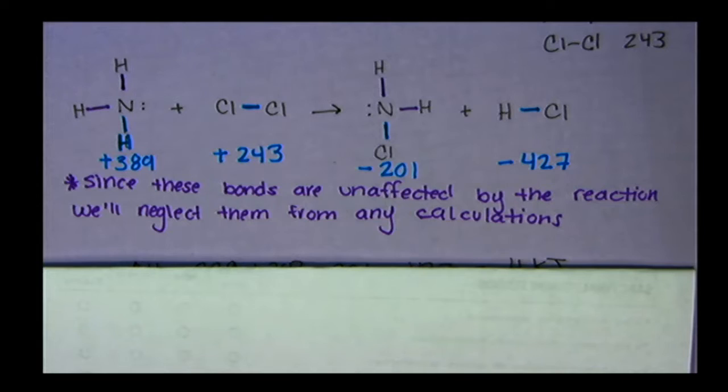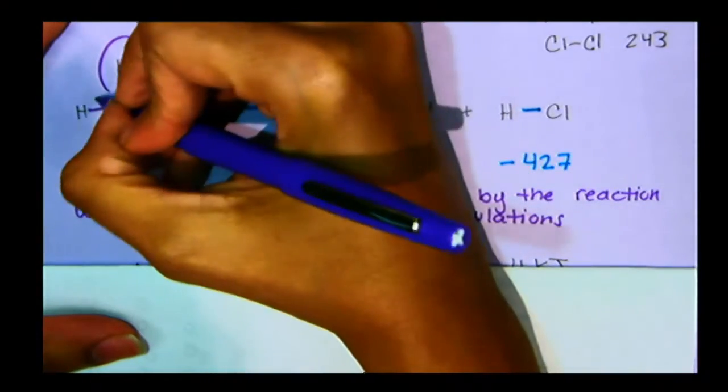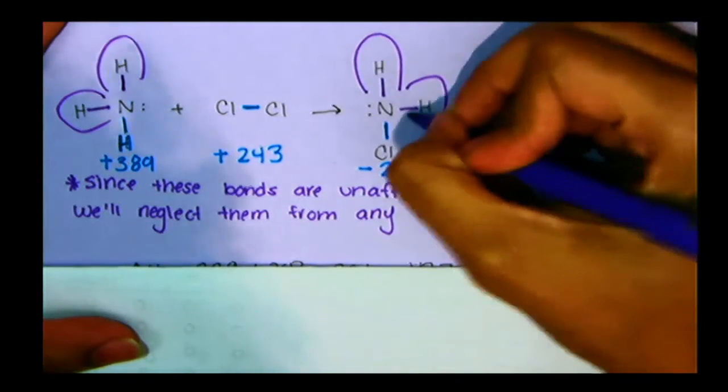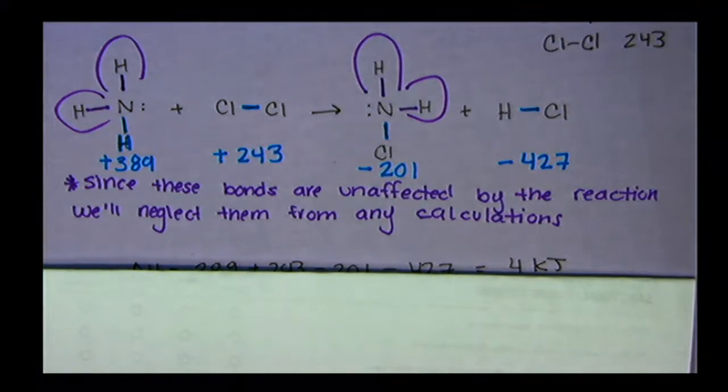So I can ignore them. If a bond is not changing, it's not reacting. It's there in the beginning and it's there in the end. Nothing happened to that bond. I'm going to ignore it for adding purposes. I'm only going to work with the ones that have been modified in any way, shape, or form.